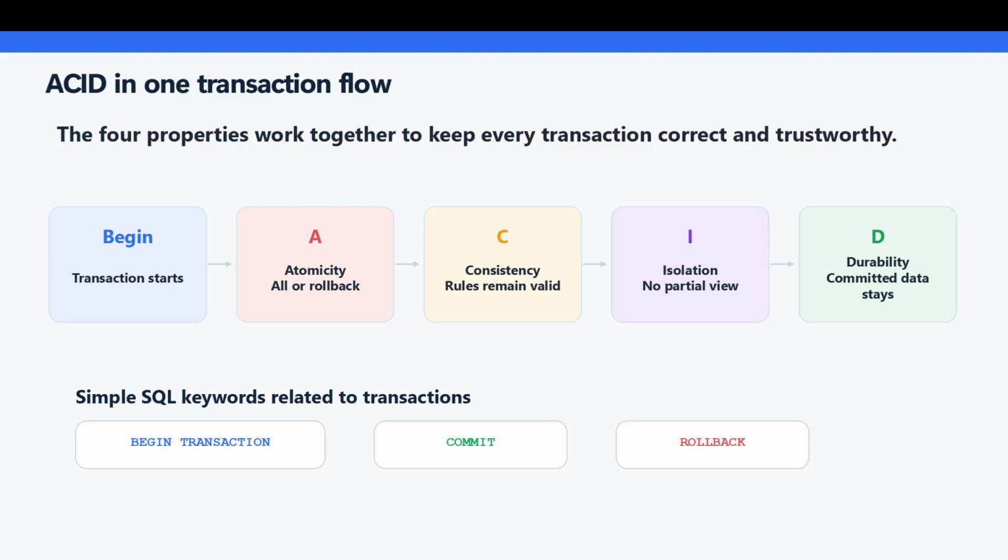One important point here is that these commands help us control transactions. But ACID properties are supported internally by the complete database management system. So the commands alone do not represent the entire implementation of these ACID properties, but they help us understand how transaction control works.